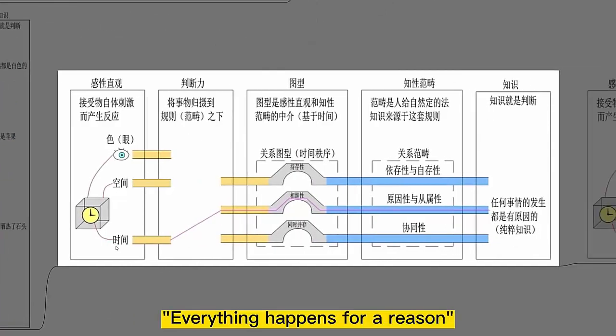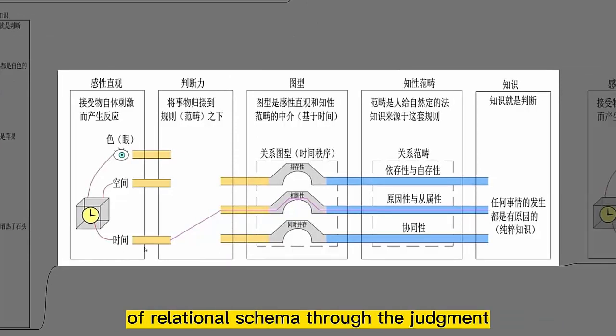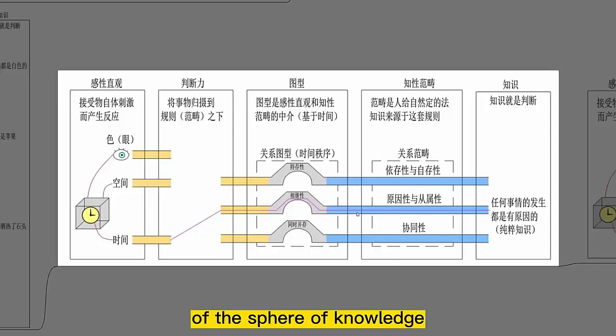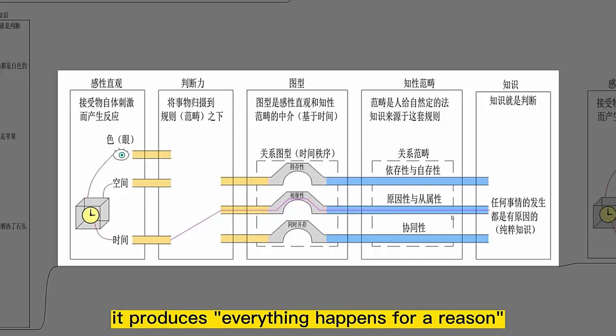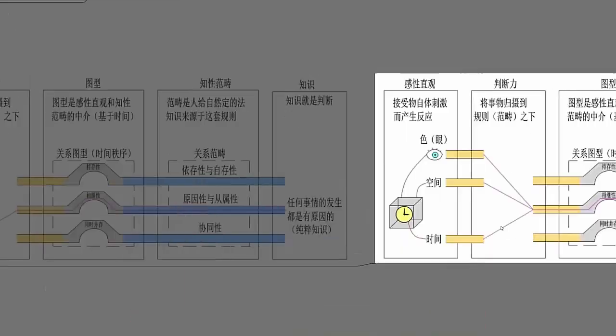Everything happens for a reason. The a priori pure form of time is taken into the succession of relational schema through the judgment, and then through the causality and dependence of the sphere of knowledge, it produces "everything happens for a reason." This process has no involvement of external senses, only the pure form of time, and does not include experience, so it is a pure synthetic a priori judgment.